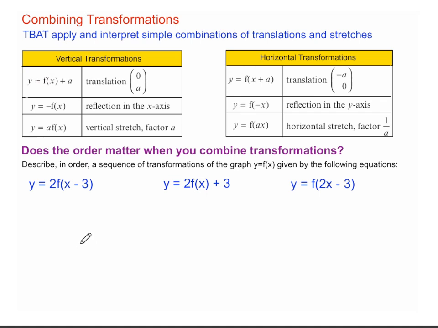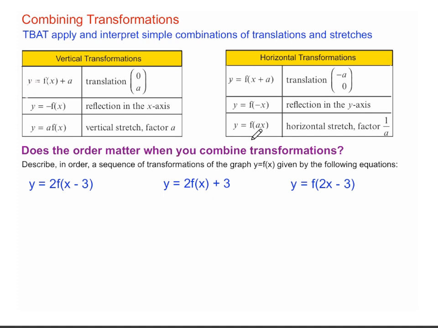Let us look at the last lesson for functions, where we're talking about combining transformations. Just a quick recap. Vertical transformations are all transformations in the y direction, meaning up or down. So you can have translation up or down. You can have reflection in the x-axis, which brings up to down and down to up. And we can have the stretch in the y direction, which makes it longer.